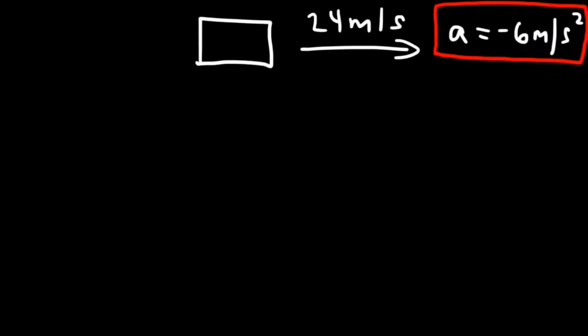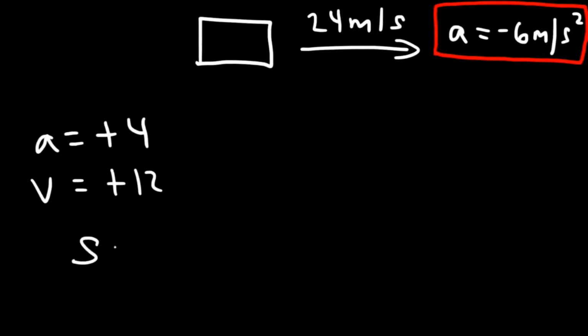In the earlier example, the acceleration was positive 4 and the velocity had positive values. It started with positive 12. Because the velocity and acceleration have the same sign, the object was speeding up.